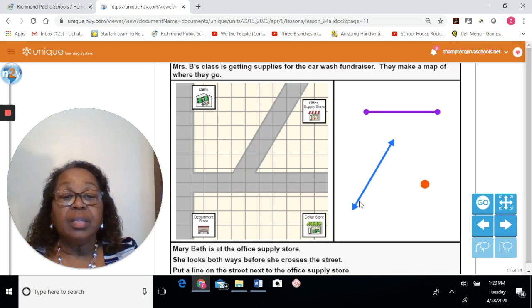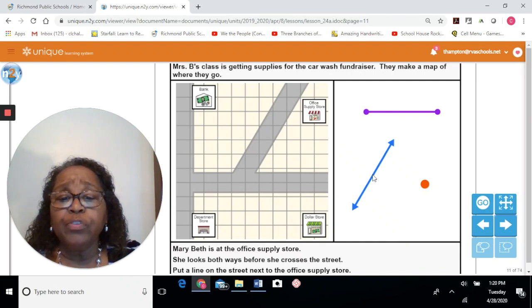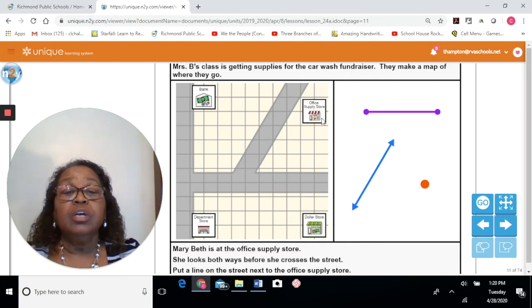All right. Now the line goes on forever. It doesn't stop. There's nothing to stop it. So we have to put a line on the street next to the office supply store. So here's the office supply store. Let's put a line.